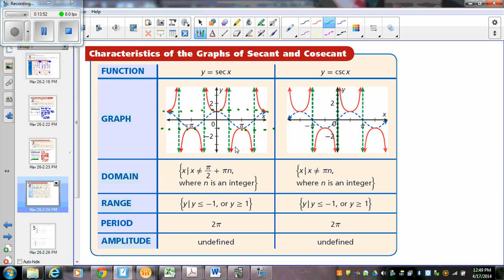The rest of them change completely, which means that your domain is also going to change. You'll notice that we'll have asymptotes anytime that cosine would have been equal to 0. So at pi over 2, 3 pi over 2, we have these vertical asymptotes. So like I said, the first place that we have a vertical asymptote is at pi over 2. So my domain is x cannot equal pi over 2 plus pi n, because the domain of secant is pi instead of 2 pi.